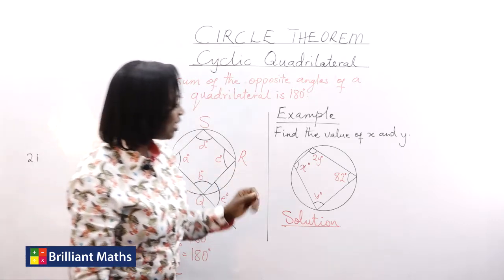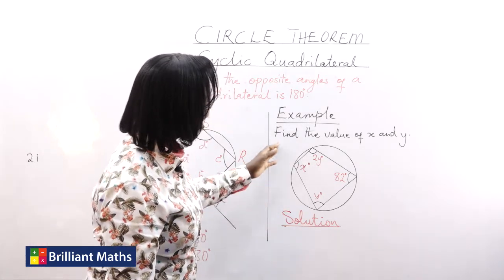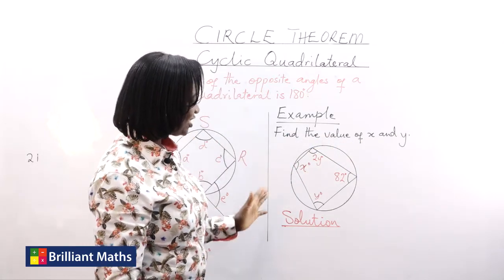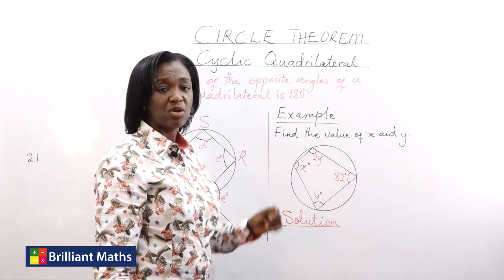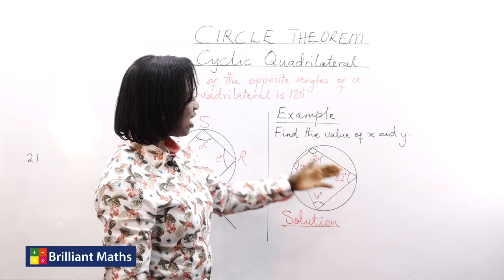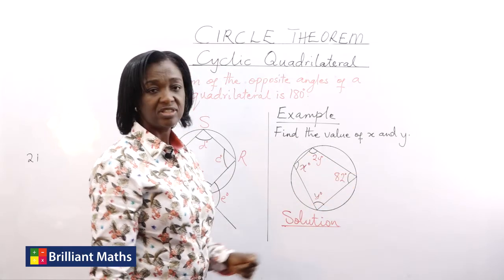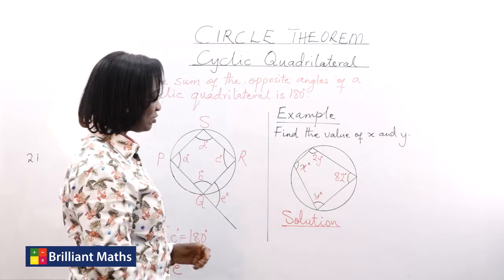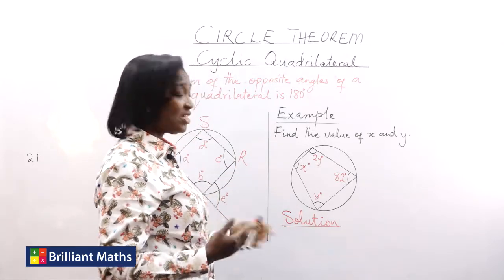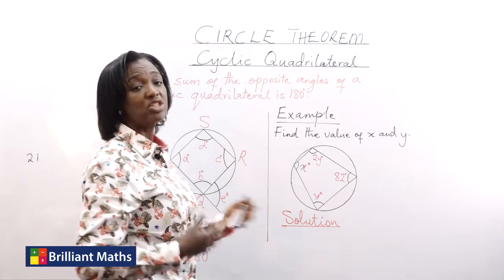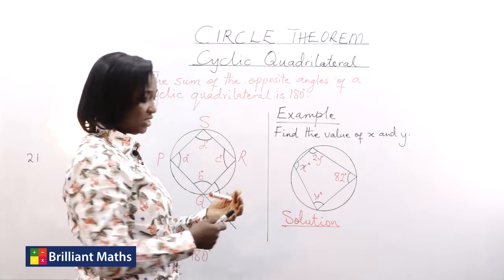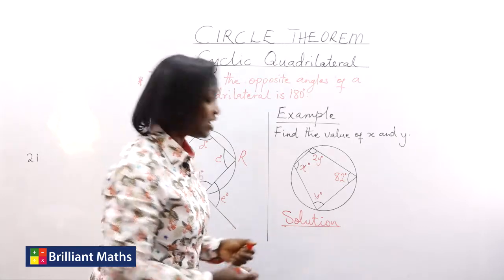Let's look at this example. Find the value of x and y. So the first step is to check if it's a cyclic quadrilateral, and it is, because all the vertices are on the circumference of the circle. So next is to find the opposite angles. Which angle is opposite to which? x and 82 are opposite, so both of them should give us 180 degrees.